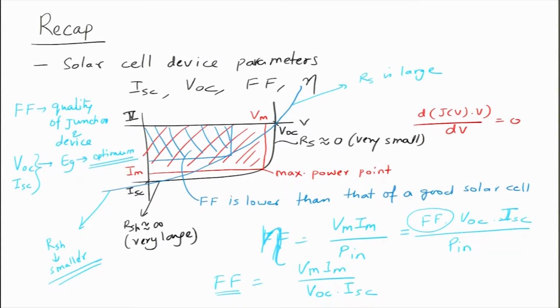But it depends upon the materials which are available to you. Typically we will see that the range varies from anywhere from 1 electron volt to 1.7, 1.8 electron volt, and within this we get whatever VOC and ISC we have. But VOC and ISC are also dependent upon the recombination in the devices.